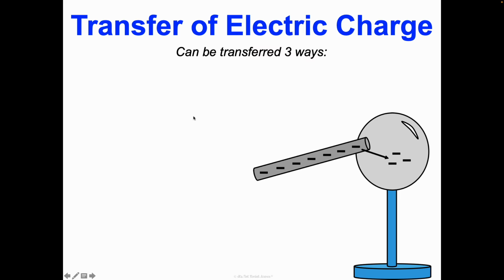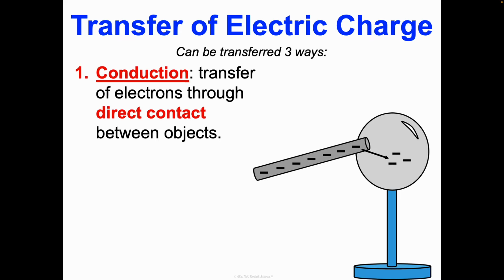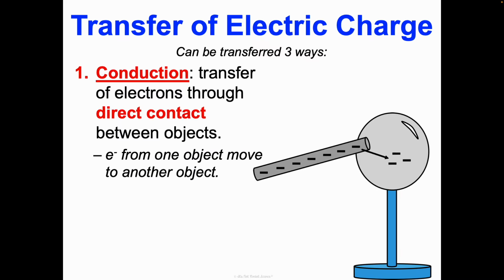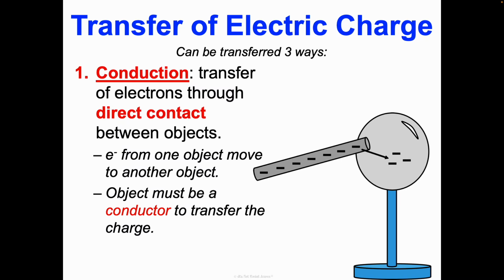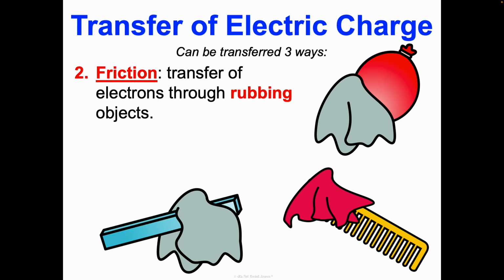Now the first two, some people will put under the same definition, so they'll say there's only 2 ways, but I'm going to separate those out for us to just get a little bit more specific. So first, electric charge can be transferred by conduction. It's the transfer of those electrons through direct contact between objects. So electrons from one object move to another object. In order for this to happen, that object must be a conductor to transfer that charge, but this can happen through that direct contact.